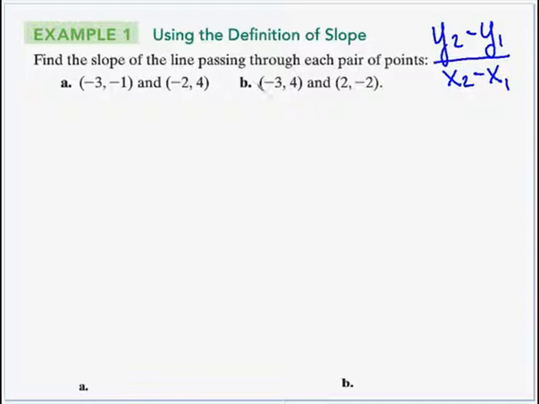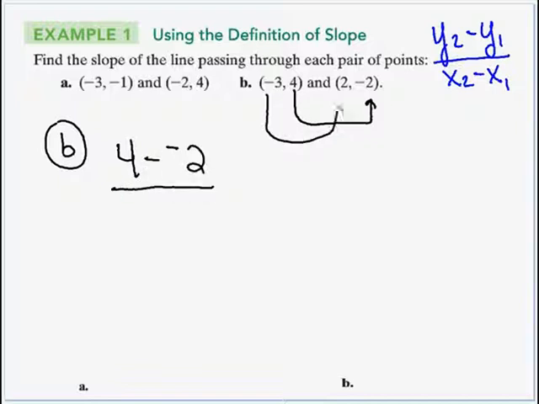All right, letter B. Let's see here. I'll subtract left to right. 4 minus negative 2 in our numerator. Denominator, negative 3 minus 2. So here we're going to add the opposite and get a 6 in the numerator. Negative 3 minus negative 2, that'll turn into a minus 5.